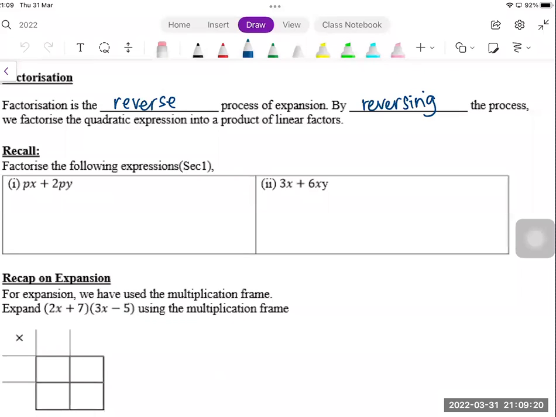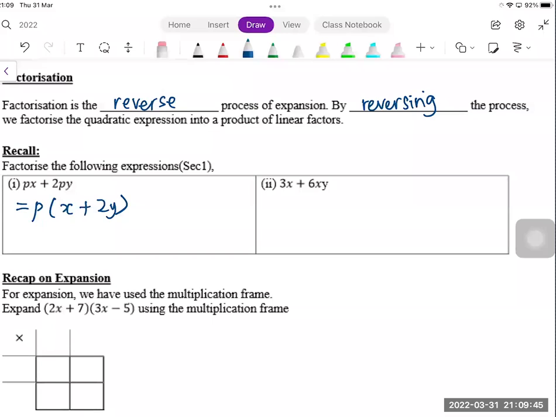For example, we have px plus 2py. When we factorize, this is the Sec 1 kind of factorization. All you need to do is to see whatever is common between them. You just take out whatever is common. So in this case, both terms have p in common. So if I factorize, I will get p(x plus 2y). Correct?